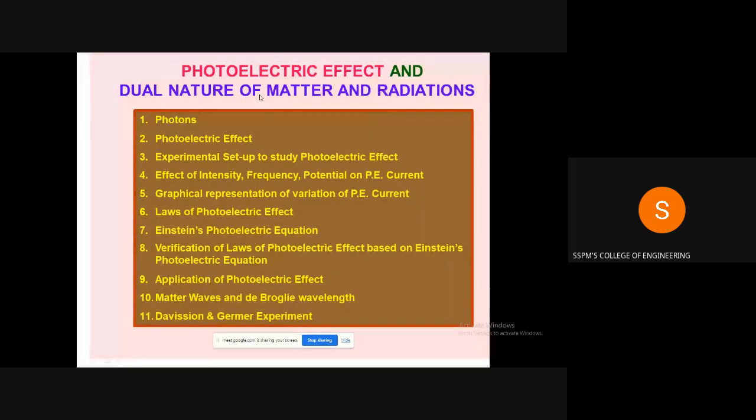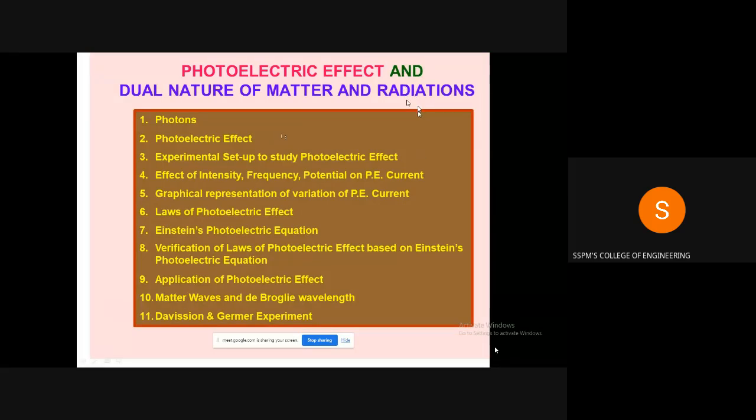Photoelectric effect and dual nature of matter and radiations. The first question: what is the photoelectric effect, what is matter, and what are radiations? Actually, in the universe, there are only two entities: first, matter, and second, radiation. Matter has four states: solid state, liquid state, gaseous state, and plasma state.